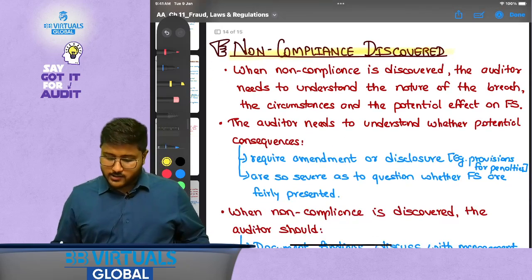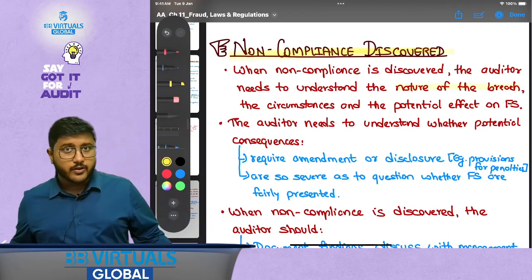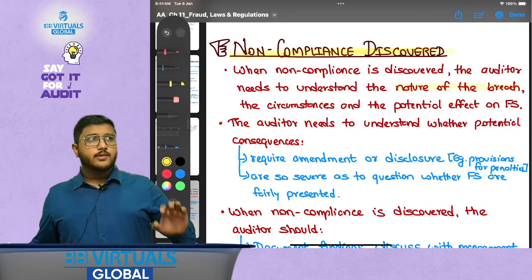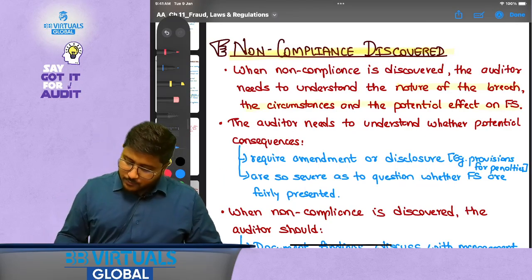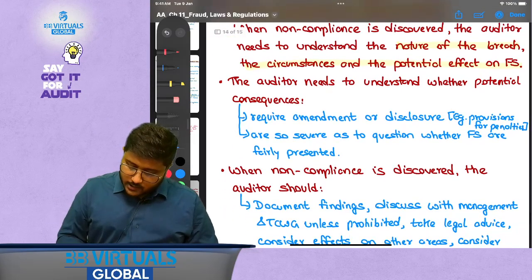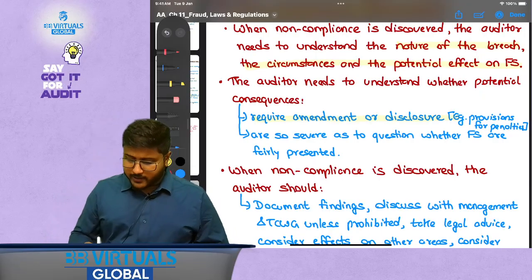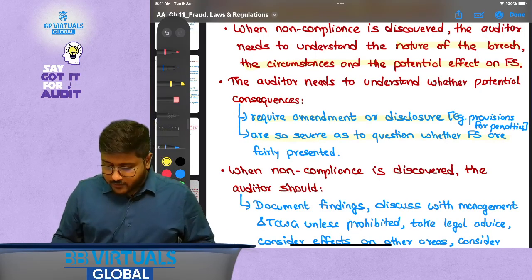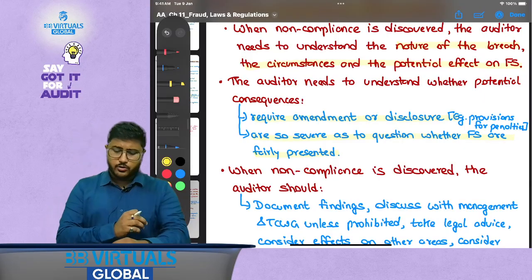So when non-compliance is discovered, the auditor needs to understand the nature of the breach. First of all, understand how significant it is, what kind of breach it is, is it going to impact the going concern assumption or not, the circumstances and the potential effect on FS. The auditor needs to understand whether potential consequences require amendment or disclosure. If yes, for example, certain provision needs to be taken, then they will be taking it, and whether they are so severe as to question whether FS are fairly presented. If yes, then they have to evaluate whether they should continue or not.